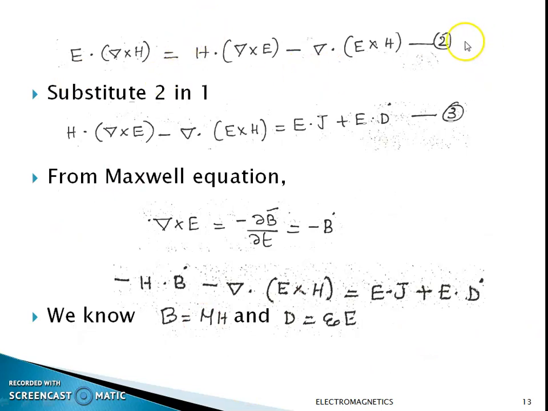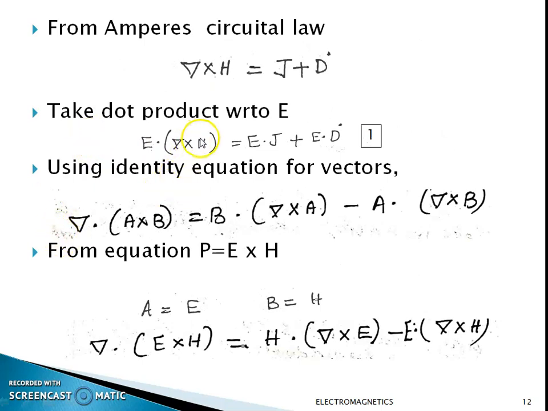Mark this as equation number 2, and substitute the value from equation 2 in equation 1. Equation 1 is the first equation. Now we get the value for E dot del cross H and put that value here.